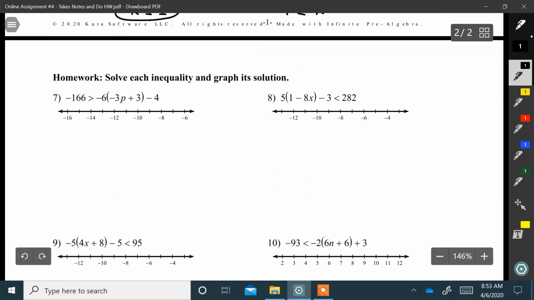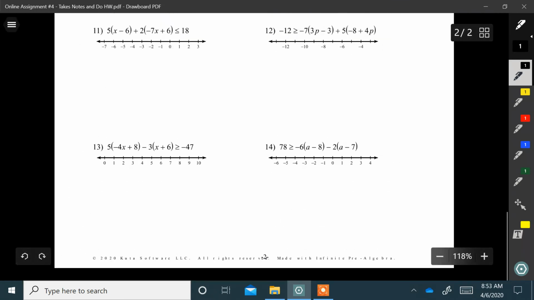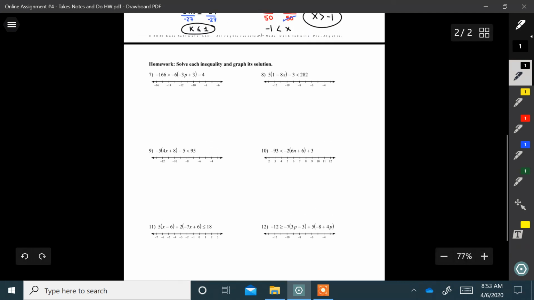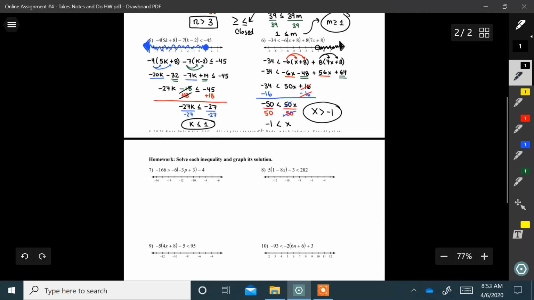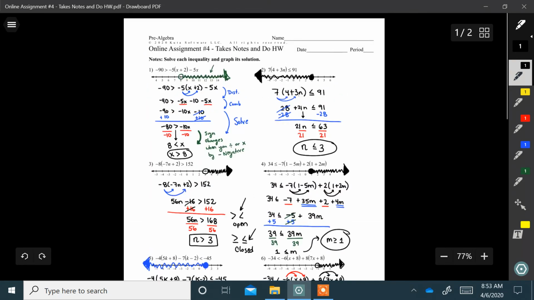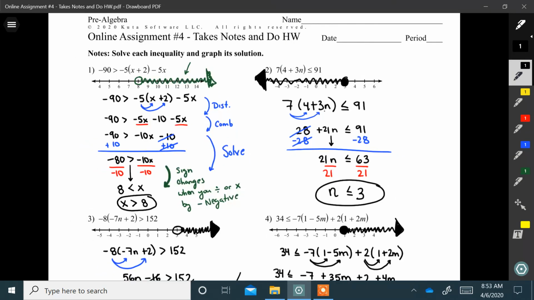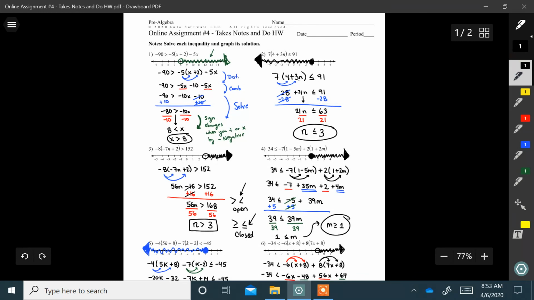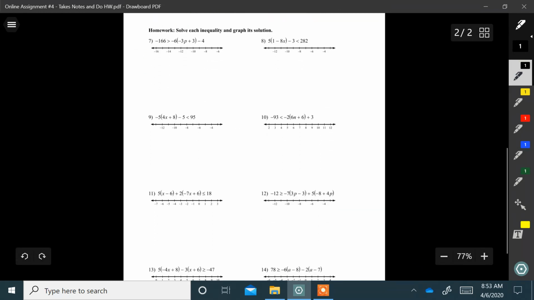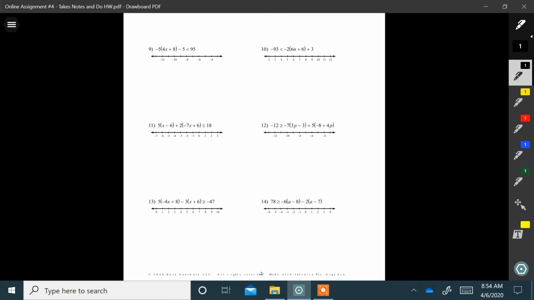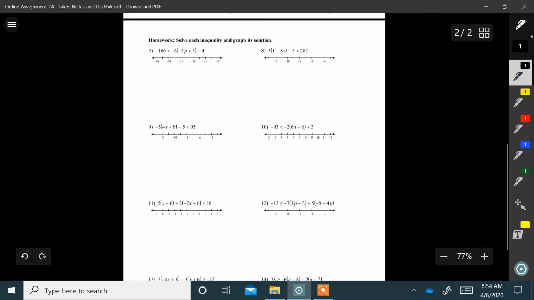So you have these ones here, 7 through 14. Okay, 8 problems for you. Okay, that should be easy for you, I believe. All right, so I'm gonna go ahead and stop the video from there. Remember, guys, you have to take a picture of the notes. I want to see that you took notes while I was doing the video. And I want to see a picture of your homework, which is 7 through 14 there. Okay? Then I'll give you a grade for that.